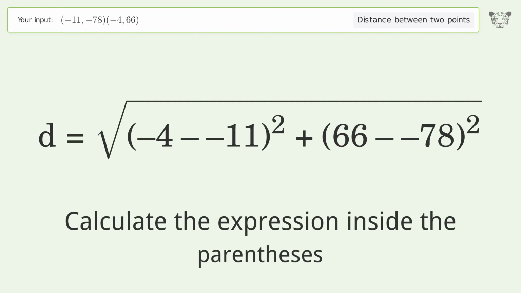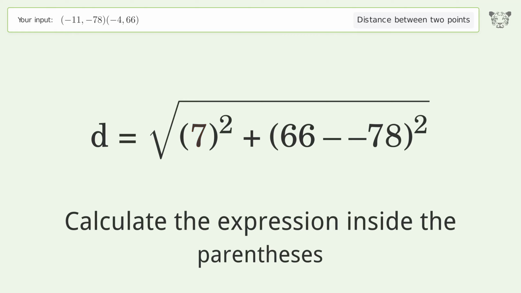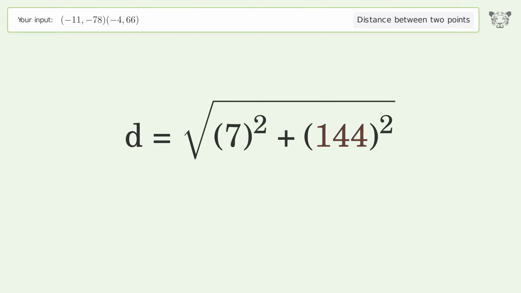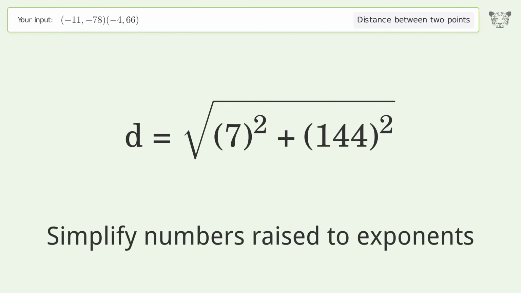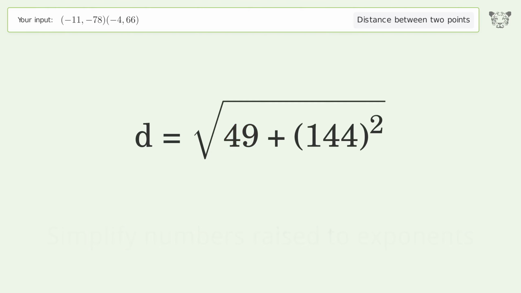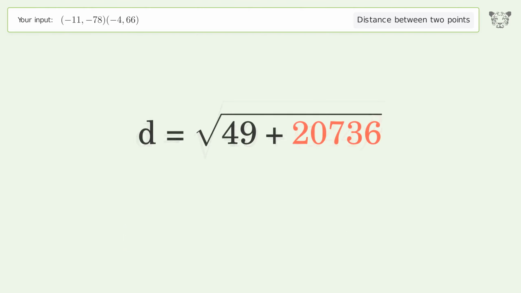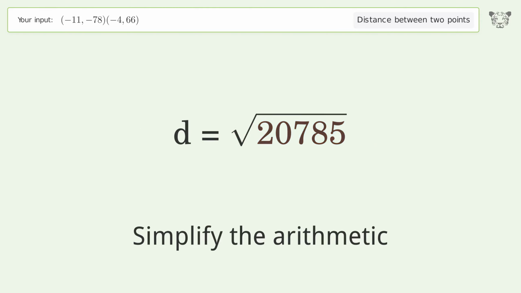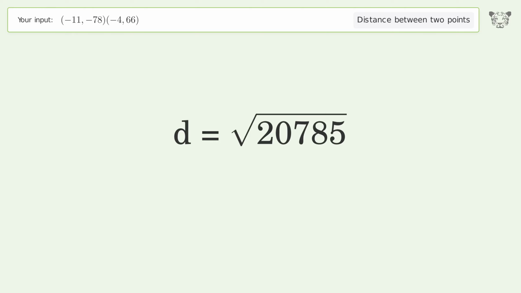Calculate the expression inside the parentheses. Simplify numbers raised to exponents. Simplify the arithmetic. And so the distance between the 2 points is the square root of 20,785, or 144.17.